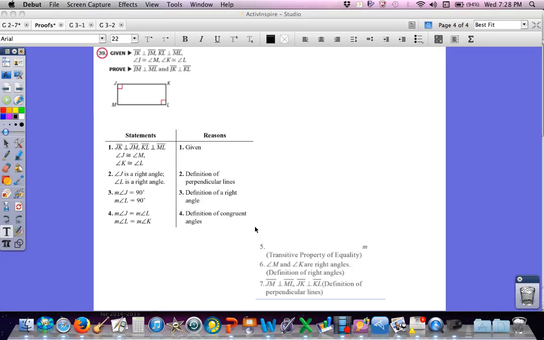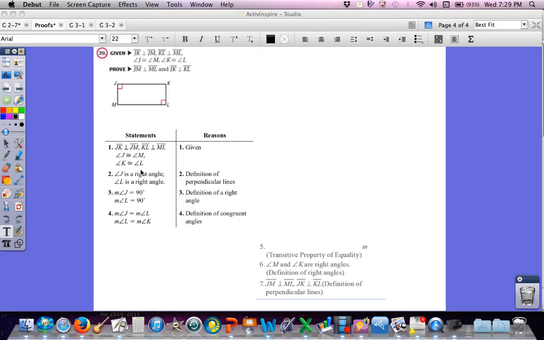So when we start seeing all of these letters and looking at this figure, if we're talking about JK perpendicular to JM, I notice that both of these line segments have a point J in common. So we're talking about that angle formed at J. Since the lines are perpendicular, that means that they form a right angle. That's the definition of perpendicular lines. So we can put that angle J must be a right angle, and also angle L, where KL and ML intersect, is also a right angle.